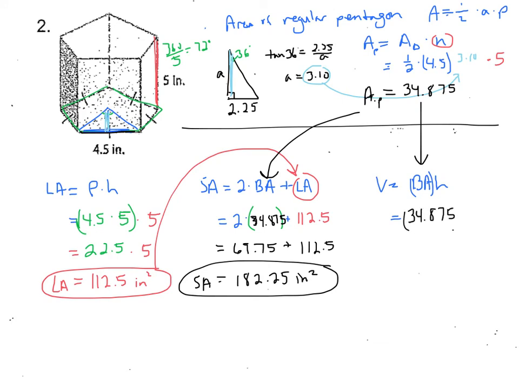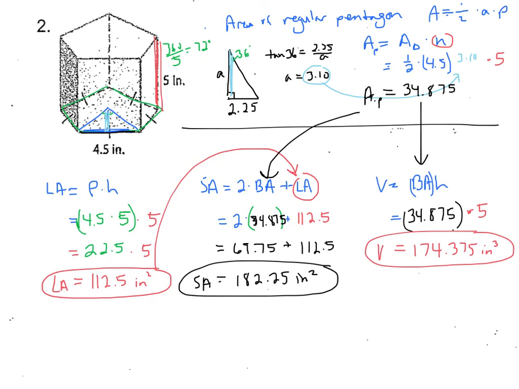34.875 times the height of my prism, which was 5. And go ahead and multiply that. So 34.875 times 5, I'm getting 174.375 cubic units this time since I've got volume. Again, that is a rounded, approximate answer, since I did round when I was doing my area of my regular pentagon. I had to use trig there.